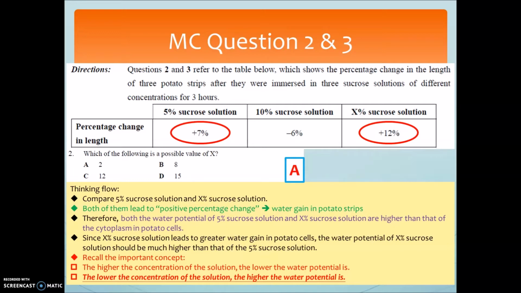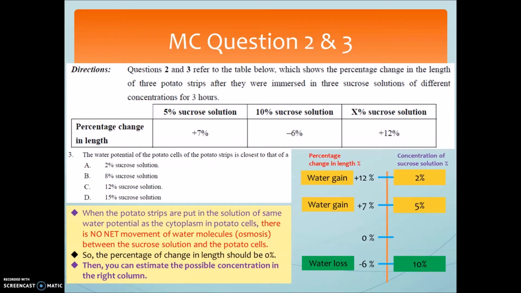Okay, that's question 2. And then for question 3, we need to employ the diagram here to compare the water gain or water loss in which cases. On the left hand side, we have the percentage change in length: positive 12%, positive 7% means water gain. Negative 6% means water loss. And on the right hand side is the concentration of the sucrose solution. We have 2%, 5%, and 10%. That's the table we have here.